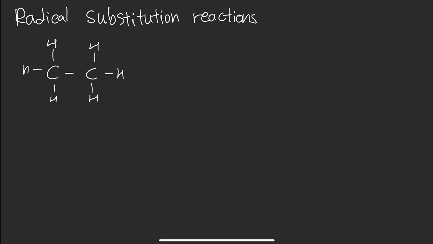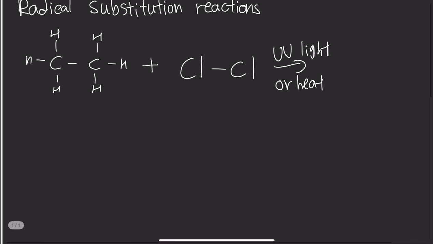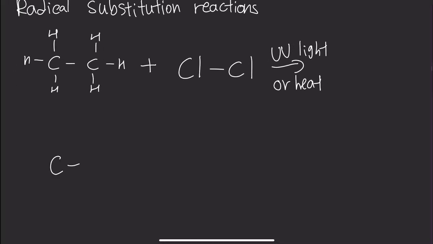For example, with a radical substitution reaction, ethane will react with Cl2 gas under UV light or heat to form chloroethane and HCl.